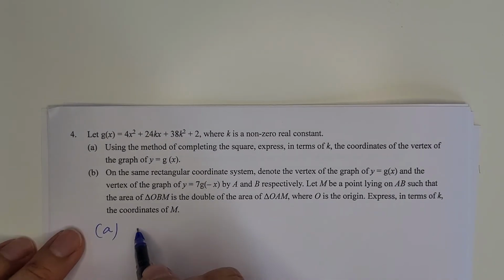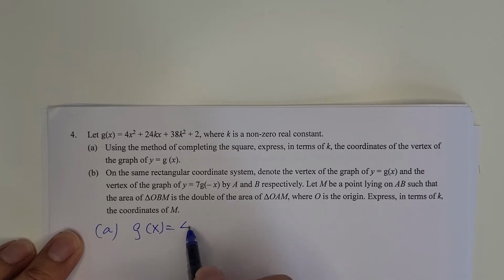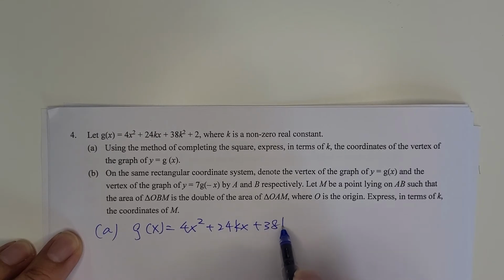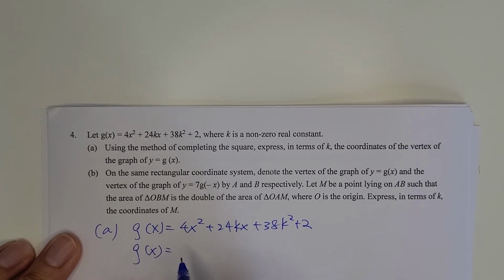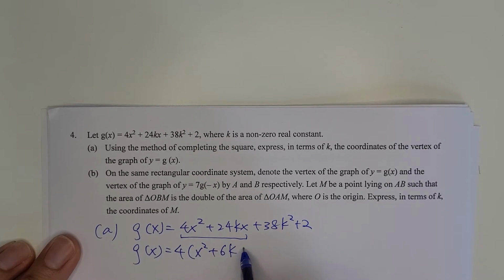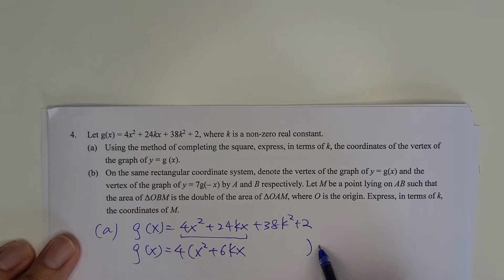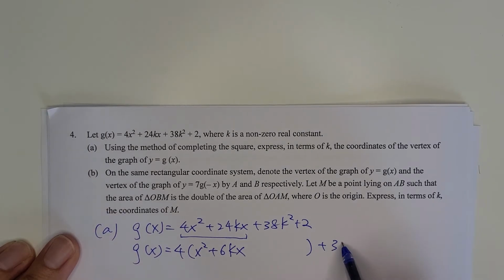A, g(x) is 4x squared plus 24kx plus 38k squared plus 2. And here we need to take out the coefficient of x squared, 4, for the first two terms. So 4 bracket x squared plus 6kx, and then plus something and minus something inside the bracket. Why? Because you want to add a term to make it become the perfect square.